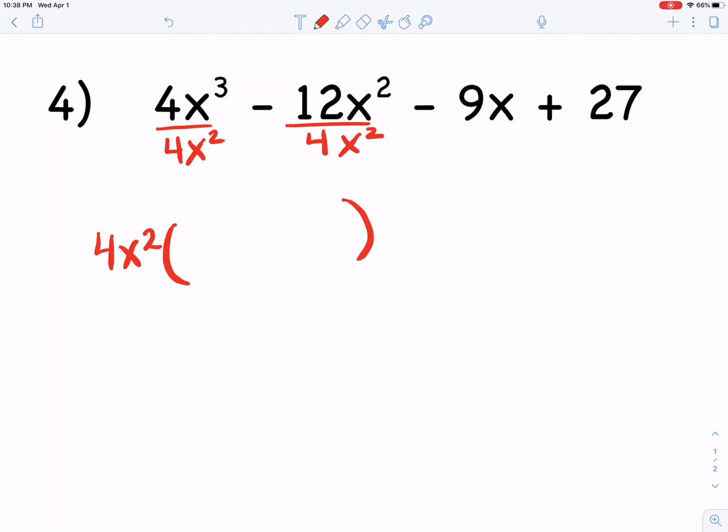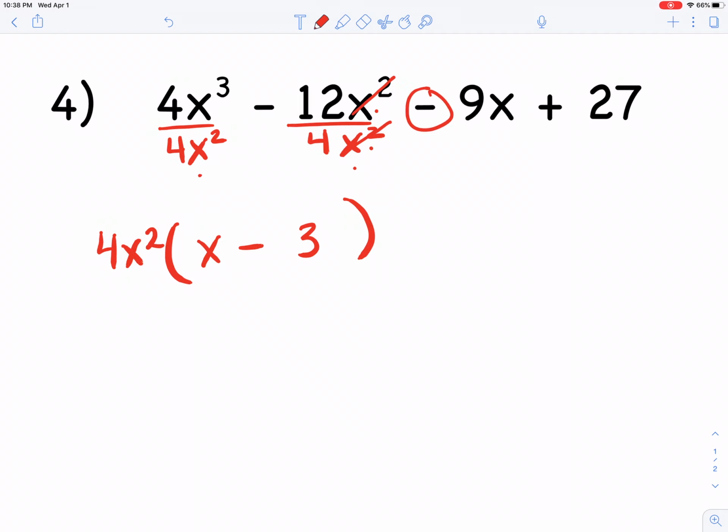4x cubed divided by 4x squared is x. Minus 12x squared divided by 4x squared. The x squareds cancel. I get 3. The first group is always going to have variables in the GCF. The second group, there's never going to be variables that you could divide by. Bring down the minus sign. What could I divide by here? Again, not a variable, just a number. I could divide them both by 9.